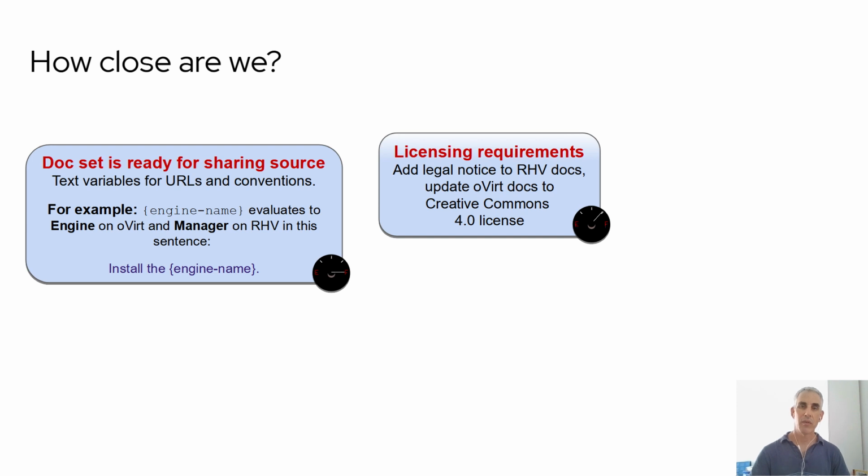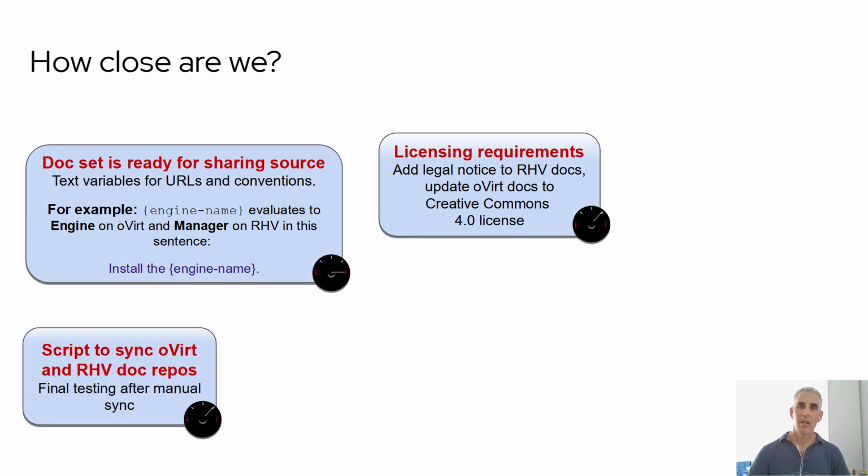So licensing requirements. We need to add a legal notice to the Rev docs, and we need to update the oVirt docs to the Creative Commons 4.0 license. We have a script to sync oVirt and Rev doc repos. This is already almost there. The only thing that remains is to do some final testing after we've confirmed that the oVirt doc repo is fully up to date. Basically, sanity testing.